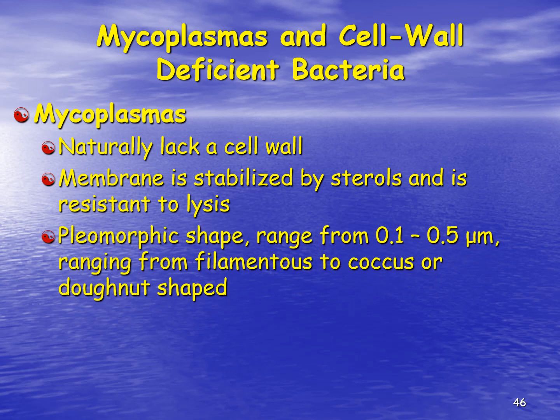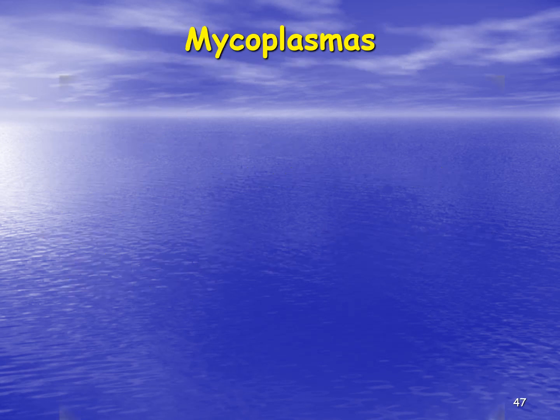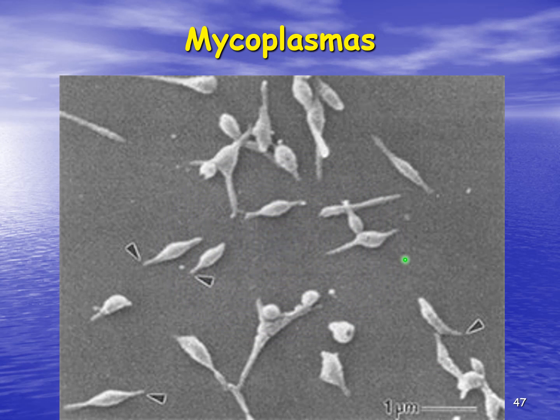Mycoplasmas therefore tend to be pleomorphic in shape, ranging anywhere from about 0.1 to 0.5 microns in diameter, ranging from filamentous in shape to coccus, or even sometimes donut shaped. And so a lot of times, especially when we grow mycoplasmas on artificial media, they actually form these spindle-like cells. And so this is again because of the lack of that cell wall, they actually have more flexibility and will grow in some unique patterns.